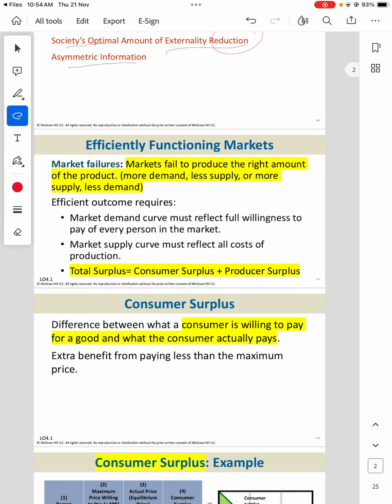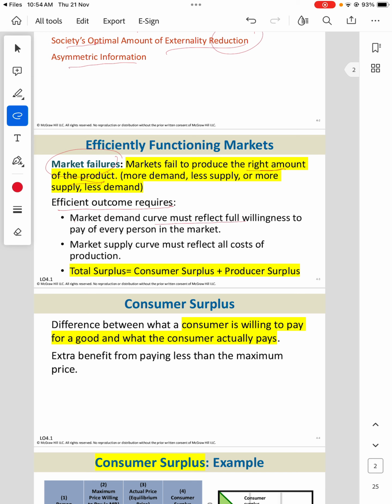Like I mentioned earlier, when we talk about market failure, it is about the market failing to produce the right amounts of the product. Either they produce more product, or they produce less product. They have the wrong information on producing a product, so that is why it's called market failure. So what does an efficient outcome require to make this market failure more efficient?